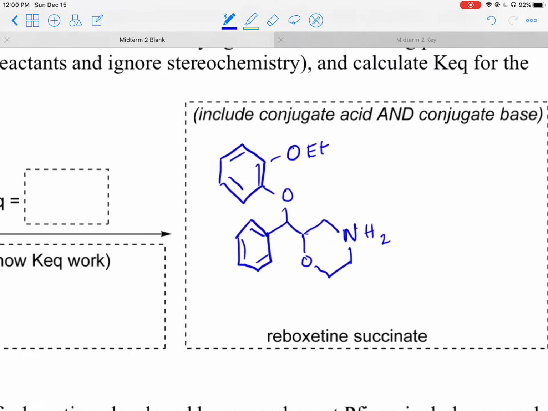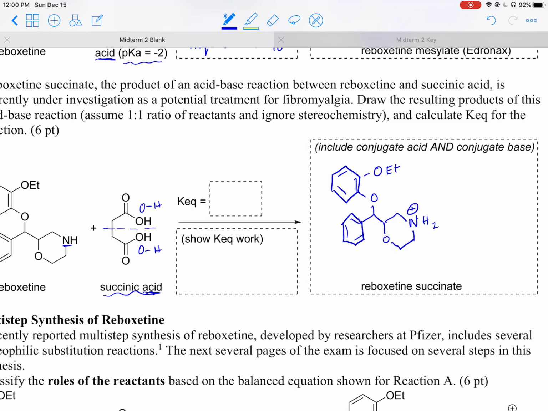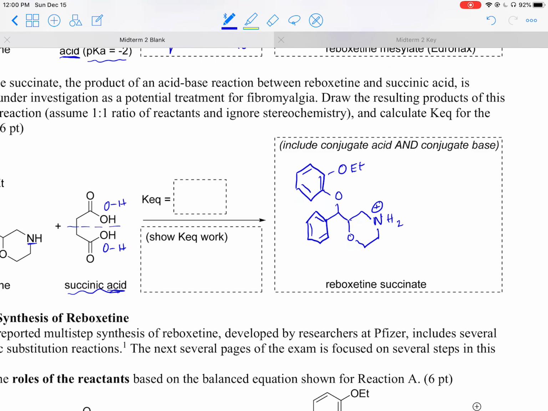Yep, so now this nitrogen is going to have a plus charge because it made one of its lone pairs into a bond to hydrogen. And then we're going to copy down succinic acid. One of those hydrogens that are connected to the oxygen are going to be gone, so let's just take away the top one.